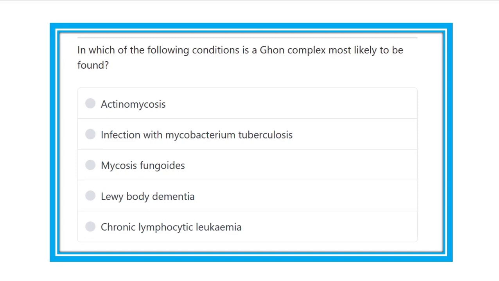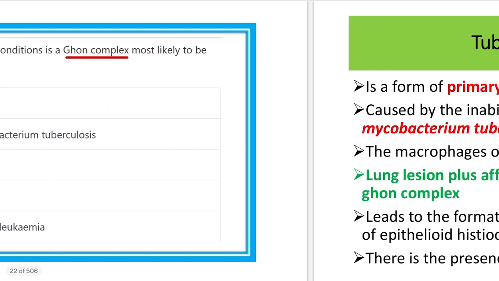In which of the following conditions is Ghon complex most likely to be found? So it is a direct question. That means the Ghon complex is present in which pathological condition? Here the options are actinomycetes, infection with Mycobacterium tuberculosis, which is TB, mycosis fungoides, Lewy body dementia, and chronic lymphocytic leukemia. So we have to find out where the Ghon complex is found.